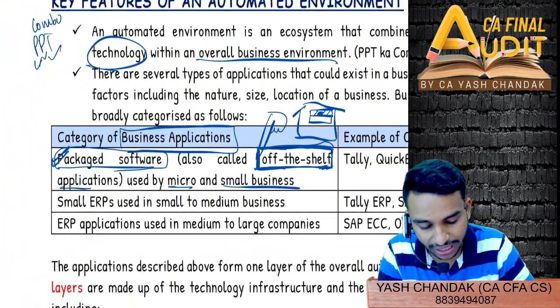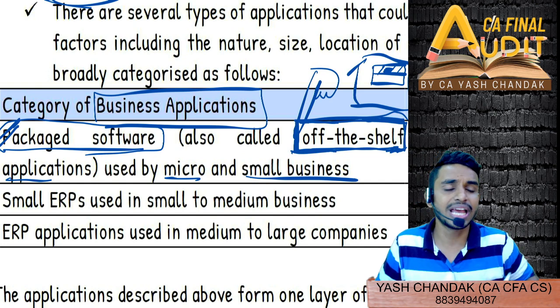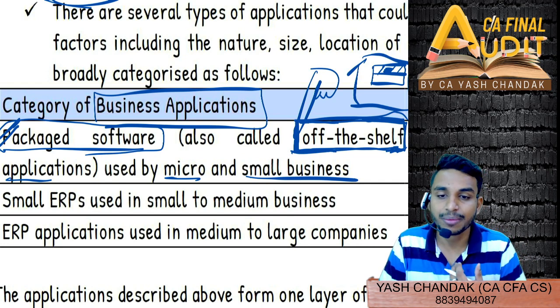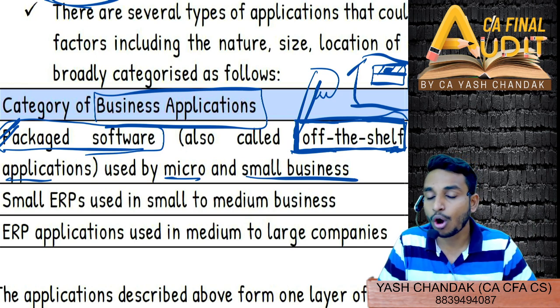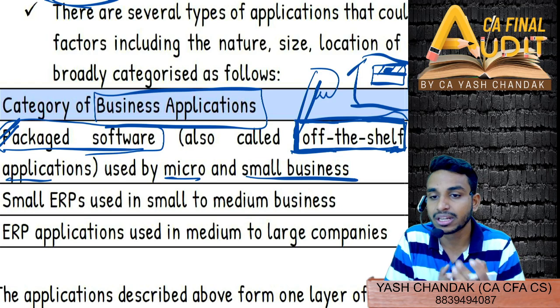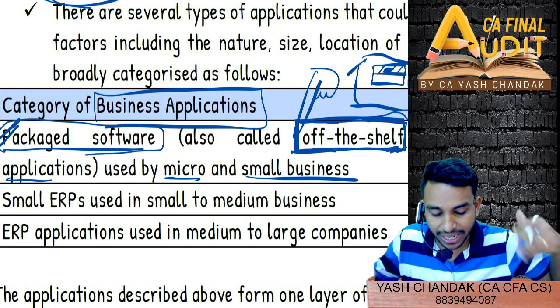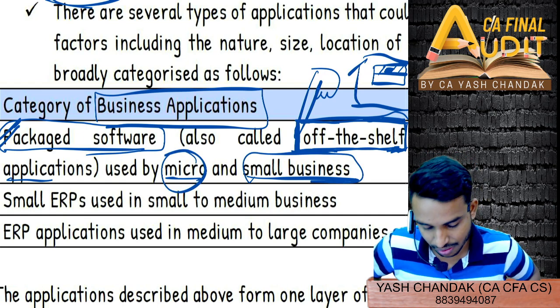That is why packaged or ready-made software, like antiviruses, like GST software, right? Similarly, Tally also, you can directly go and purchase from the Tally shop, or you can purchase online. Online, you can visit Tally or call them. So, off the shelf packaged software is used by micro and small businesses, generally small businesses.